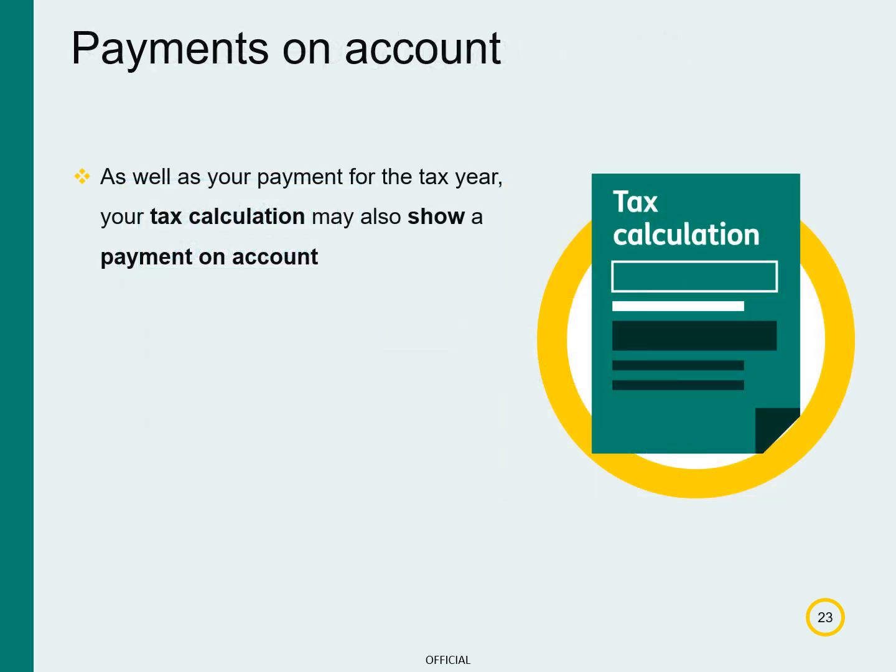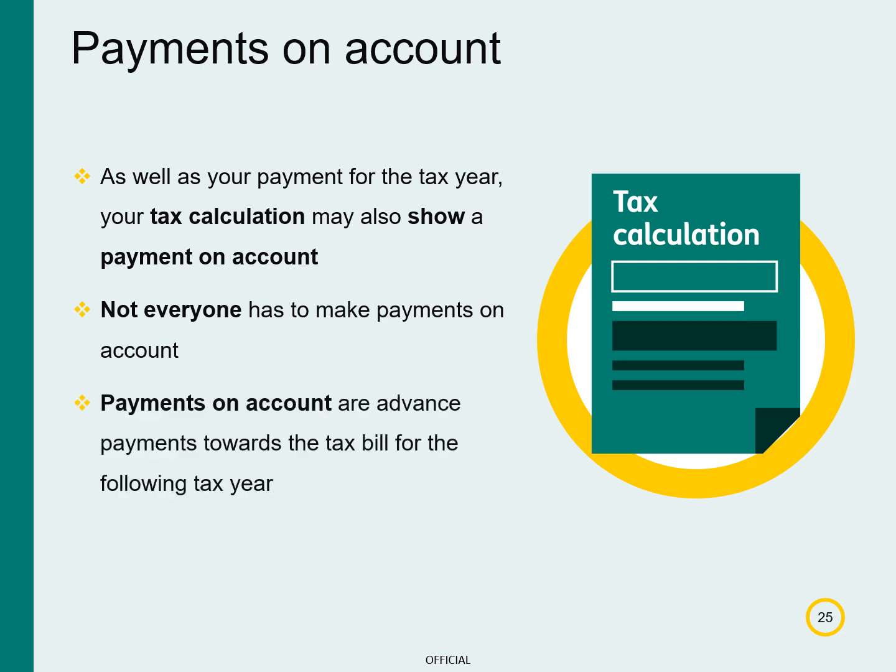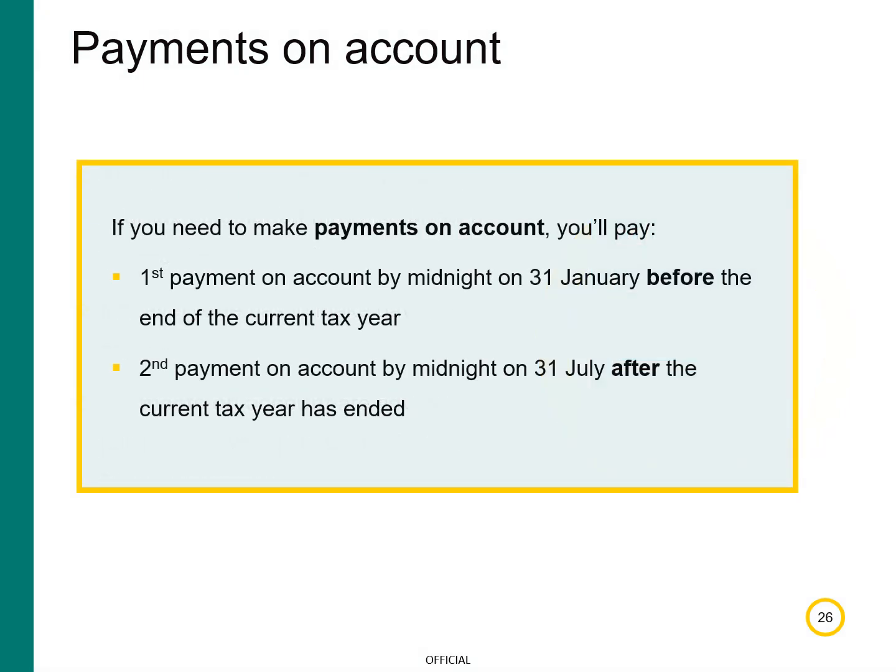As well as your payment for the tax year, your tax calculation may also show something called a payment on account. Not everybody has to make payments on account. Payments on account are advance payments towards the tax bill for the following tax year. If you do, you make two payments on account. One by midnight on the 31st of January before the end of the current tax year, and another by midnight on the 31st of July after the current tax year has ended.